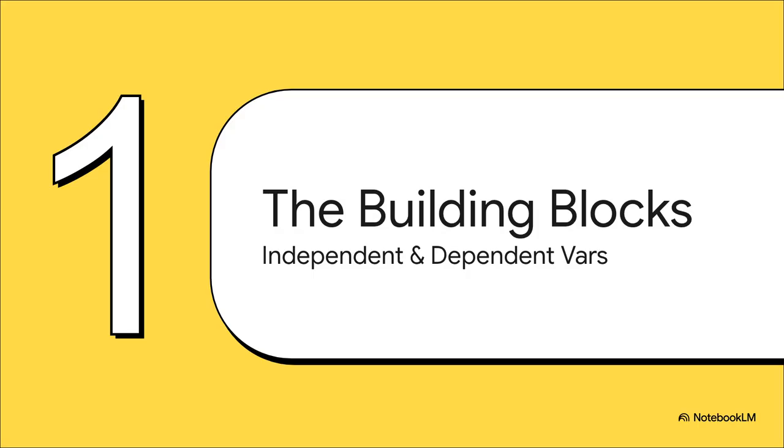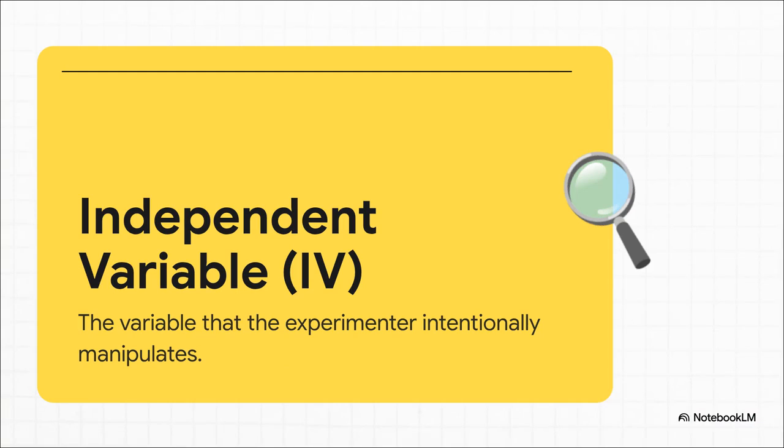Okay, so every great experiment, no matter how complex it seems, really starts with the same two fundamental parts. These are the absolute core concepts you've got to know: the independent variable and the dependent variable. Let's break them down. First up is the independent variable, or what we usually just call the IV. This is the one thing the researcher is intentionally changing or controlling. Think of it as the cause in a cause and effect relationship. It's the knob that the experimenter is turning to see what happens.